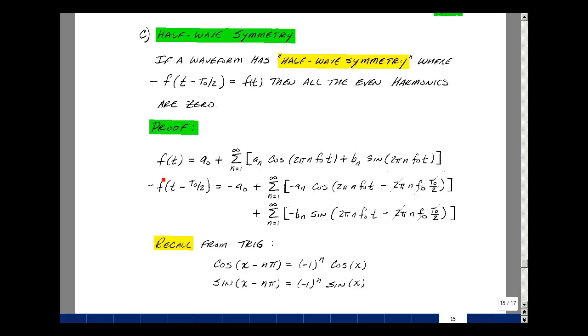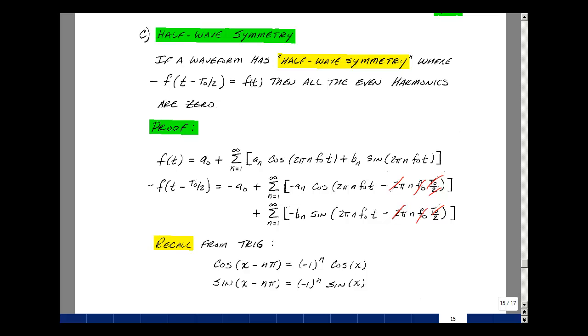Well, again, let's take our function f of t from our previous page. Let's replace t by t minus T0 over 2, and then multiply the equation by a minus 1. So we get a minus here, and then we're going to replace t by t minus T0 over 2. And likewise over here, we're going to replace t by t minus T0 over 2. Now f0 is equal to 1 over T0. So this is going to cancel with this, and likewise with this, and the 2's are going to cancel.